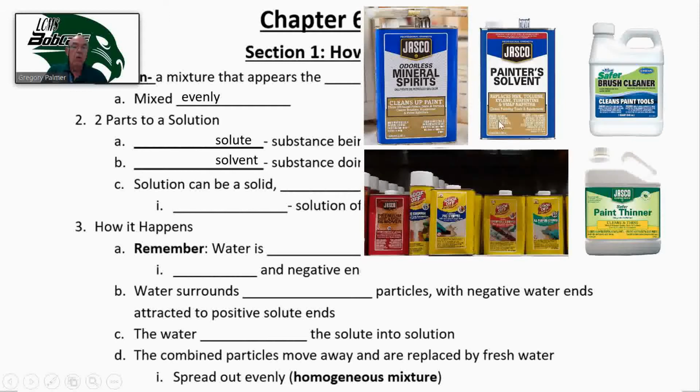So like if you go to Lowe's or Home Depot, wherever you go, they have different solvents, things that do dissolving. So we have mineral spirits here that helps dissolve paint, painter solvent that helps dissolve paint, brush cleaner, paint thinner, all this Goof Off stuff, all these things that dissolve stuff, to remove stains or dissolve things. These are all different kinds of solvents. Water is also the most common solvent, but there are other ones like these.